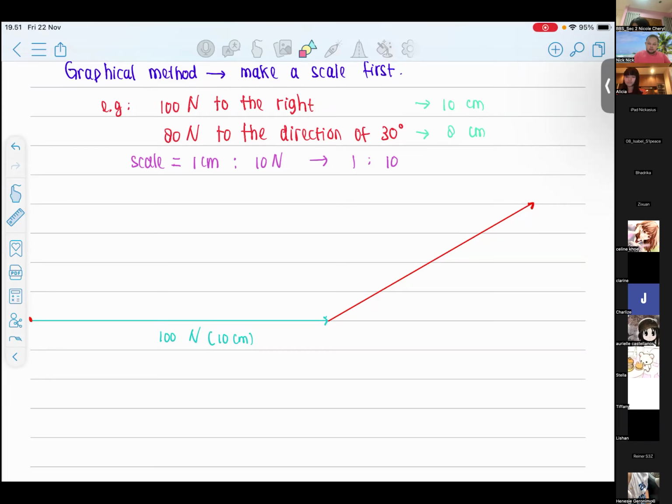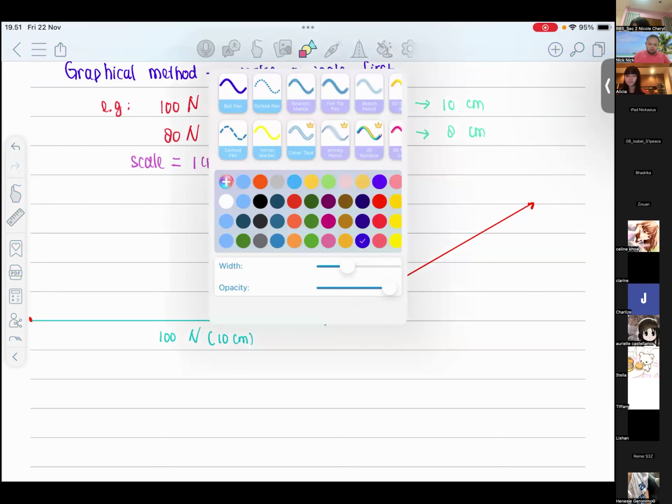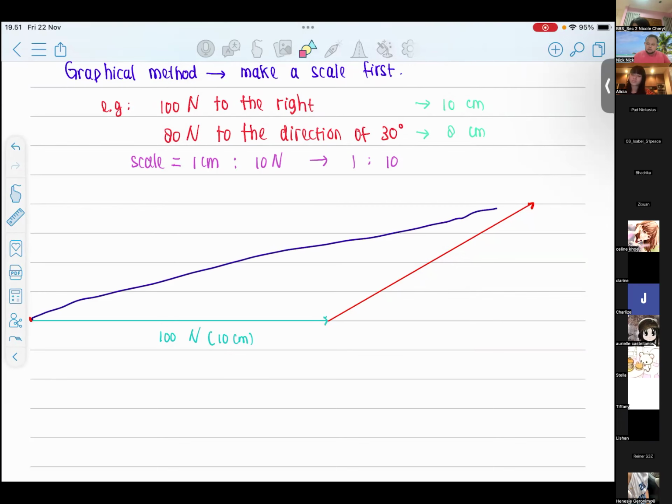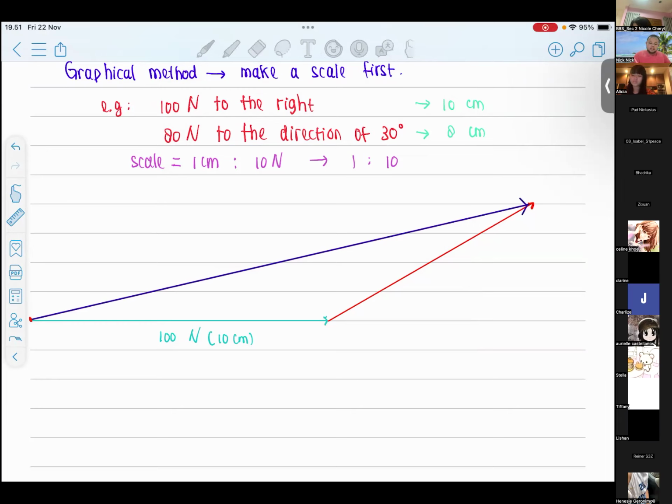Tip to tail. Okay, now Charlie is correct. We have to draw the arrow from the tip to tail, from the start to the end. Okay, don't forget to draw the arrow. And then this one is the resultant.